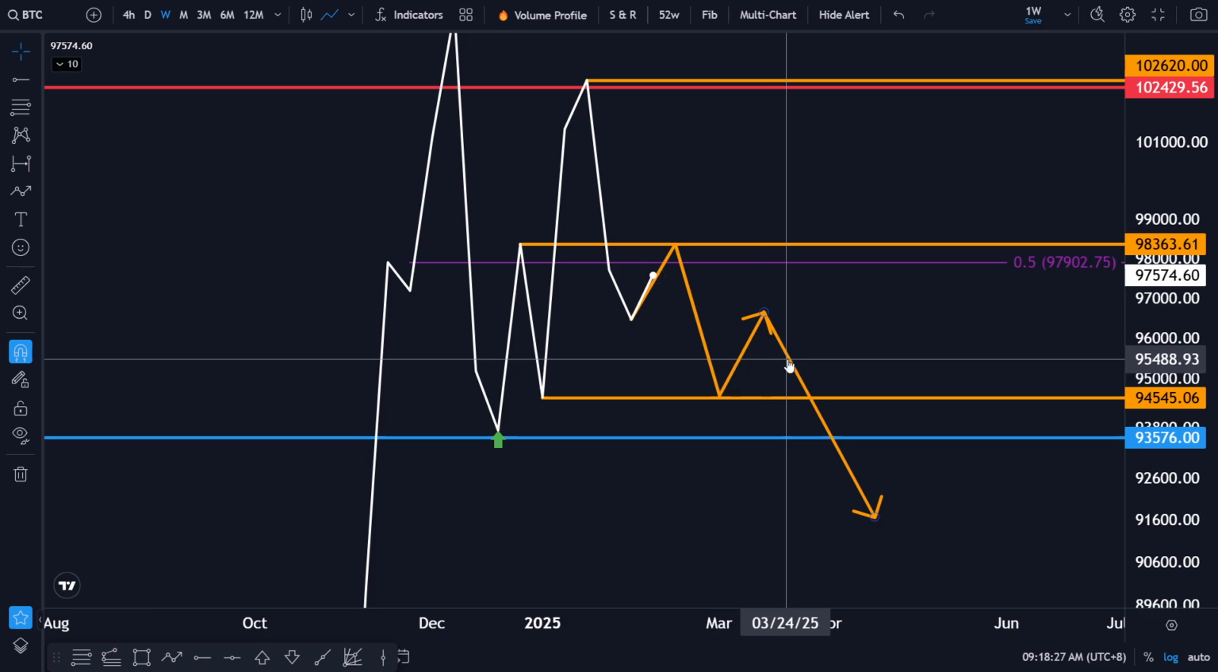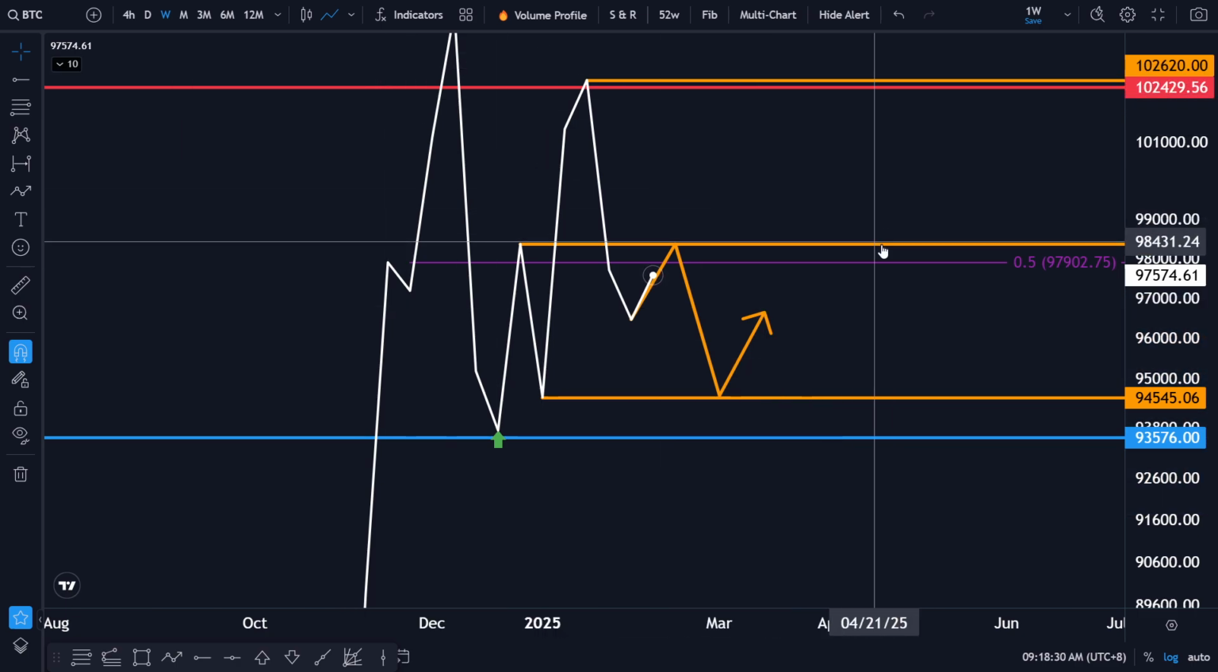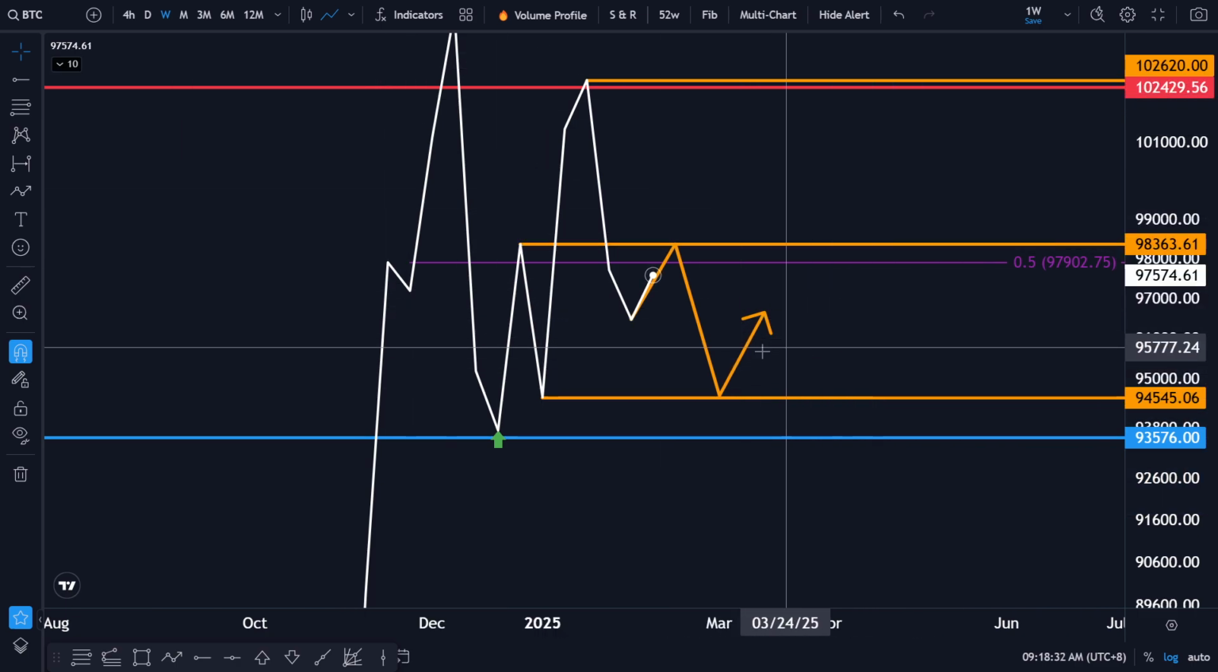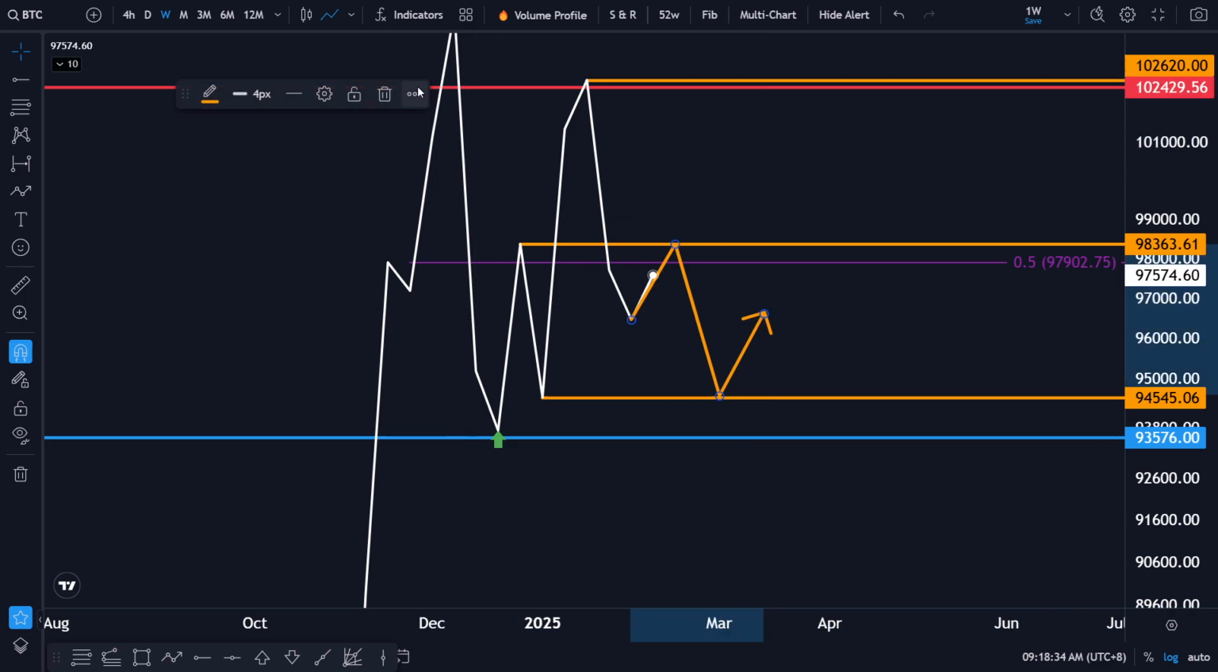So what we're waiting for is for it to break this 98,300 level and find support.